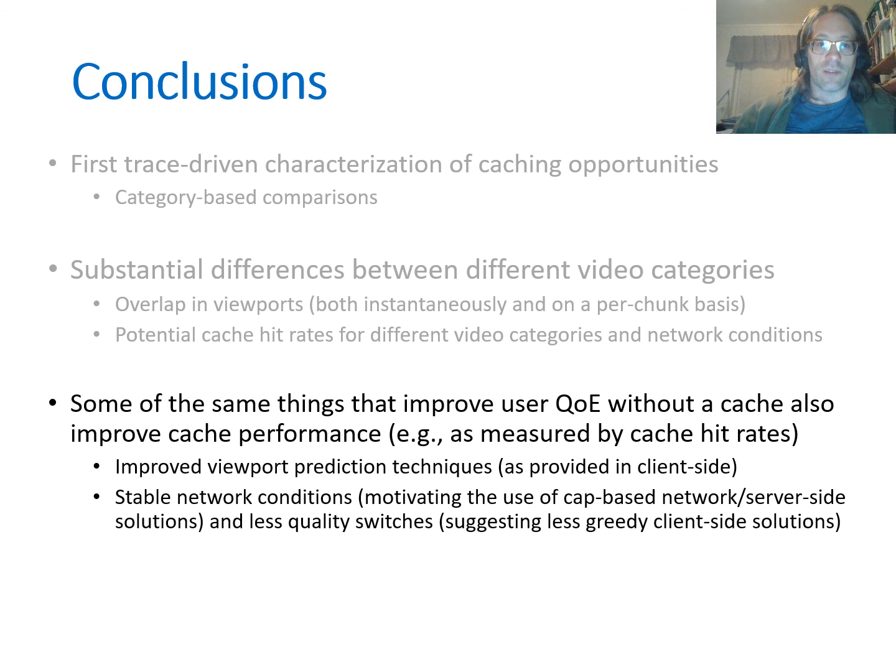Finally, we note that some of the same things that improve QoE without a cache also improve cache performance. So, for example, improved viewport prediction techniques used on the clients, or things that provide stable network conditions, for example, cap-based solutions on the network side, or client-side solutions that reduce the number of quality switches.